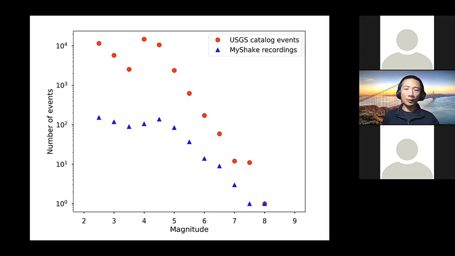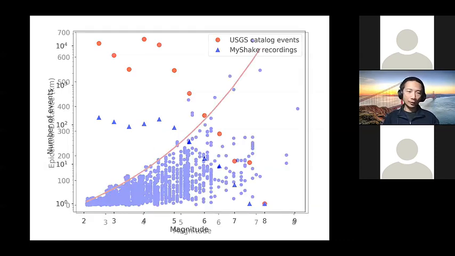But overall, MyShake detected something very similar in terms of completeness. You can see that the USGS catalog is complete around magnitude 4.5, and we also see the detection capability drop at the smaller magnitudes for MyShake as well. So we think that's a good trend for the MyShake detections.